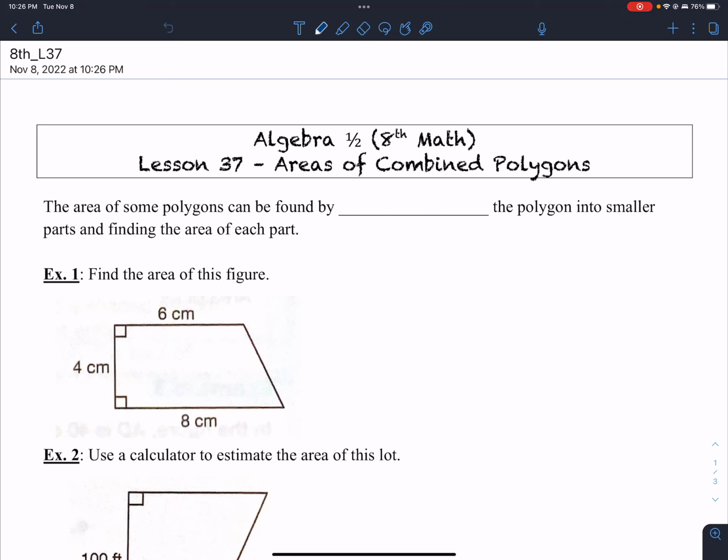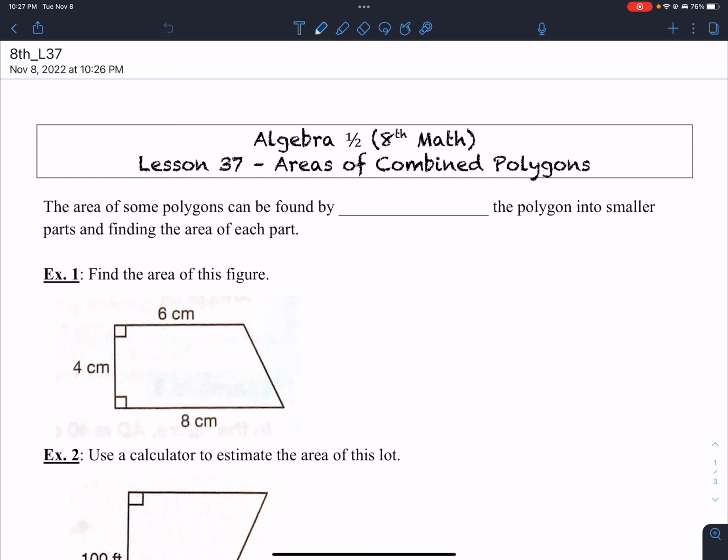Welcome to a video for lesson 37, and the topic is areas of combined polygons. You can tell by the figures that are shown that what we're talking about here are polygons that are joined together to create just weird shaped figures. So in this case, of course, we've got this rectangle here broken up by that line there, and then of course we've got the triangle attached to it.